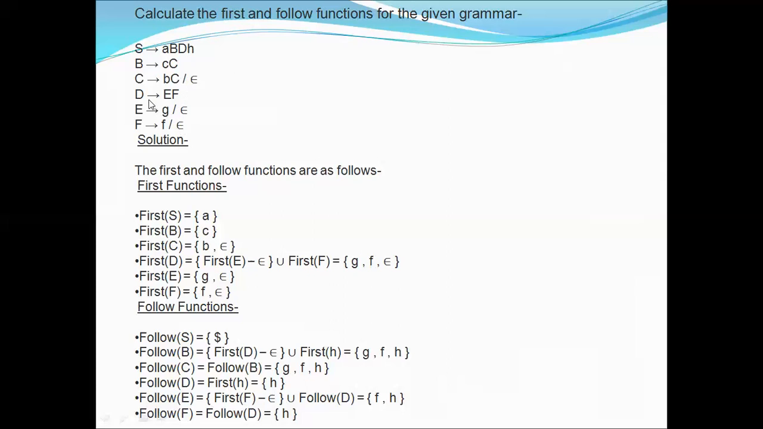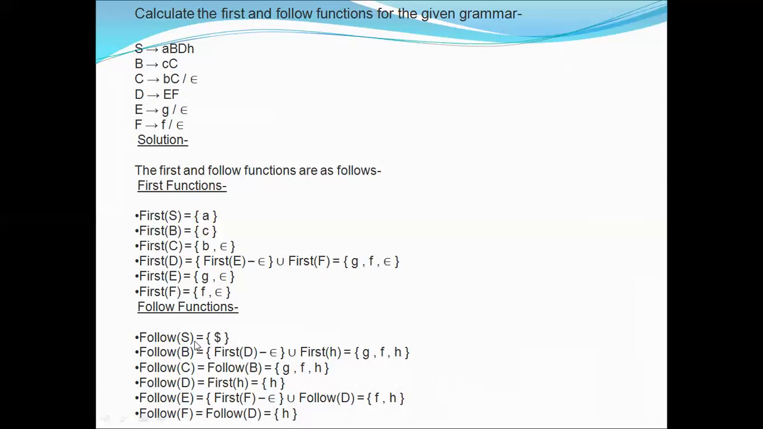Using the nullability, D is also a null variable. It is also indirectly producing null. So first of D is equal to G, F and epsilon. So the null variable it is also producing. Okay. And first of E, it is producing G and epsilon, and first of F, it is producing F and epsilon. Okay. So this is clear.